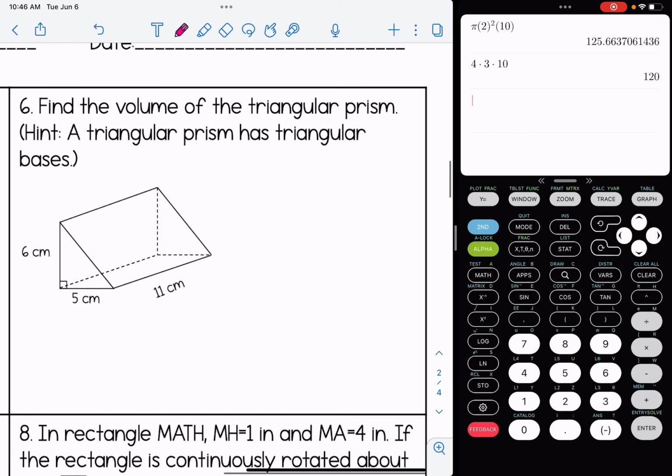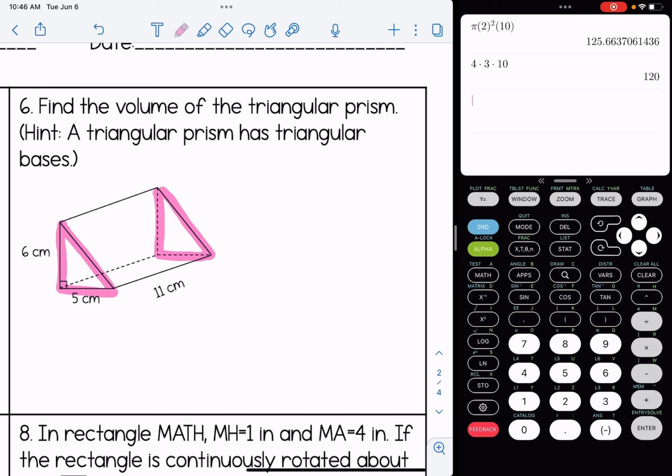Number 6, find the volume of the triangular prism. There's a hint here that a triangular prism has triangular bases. Whenever you are doing triangular prisms, always keep in mind that the picture might not put the bases on the actual bottom. The bases of this shape are these triangles. That's not actually what the shape is laying on. So just keep in mind that the bases do not have to be top and bottom.